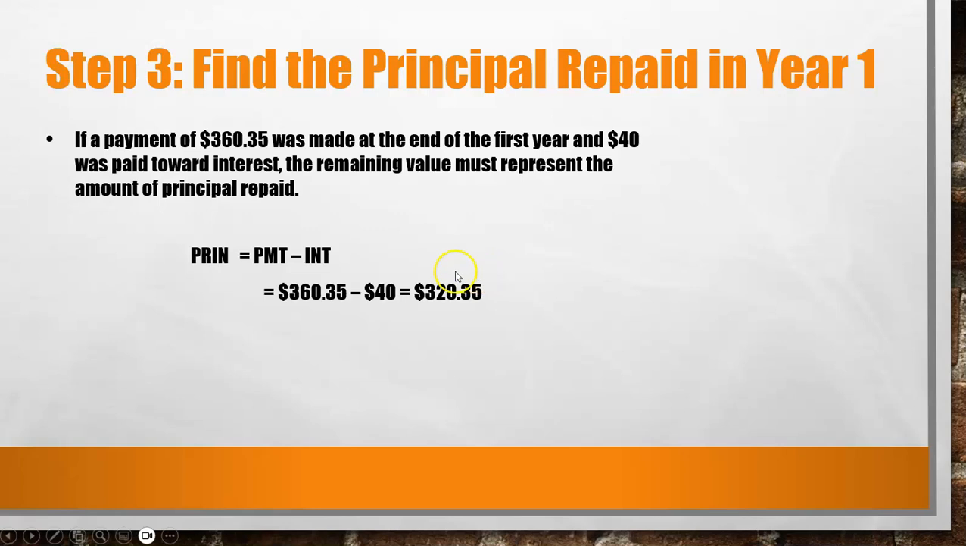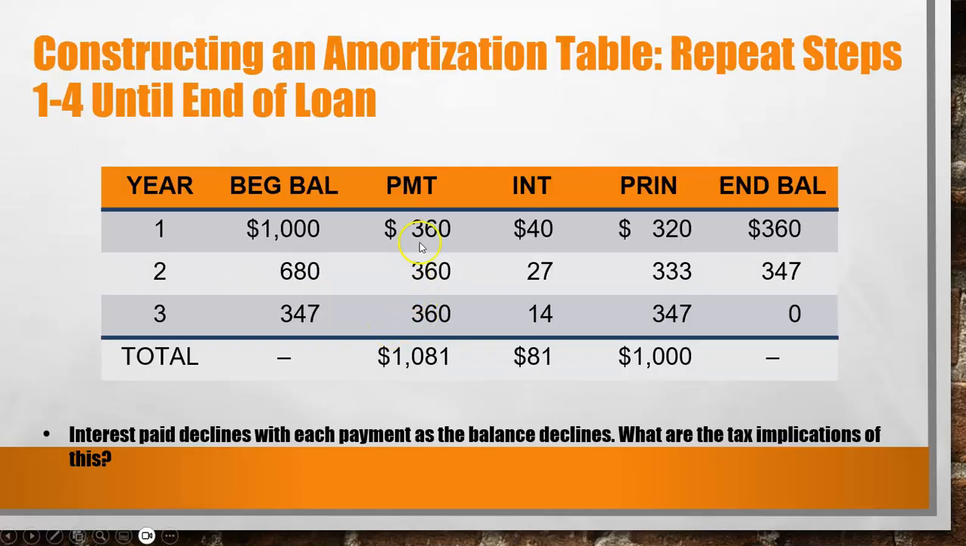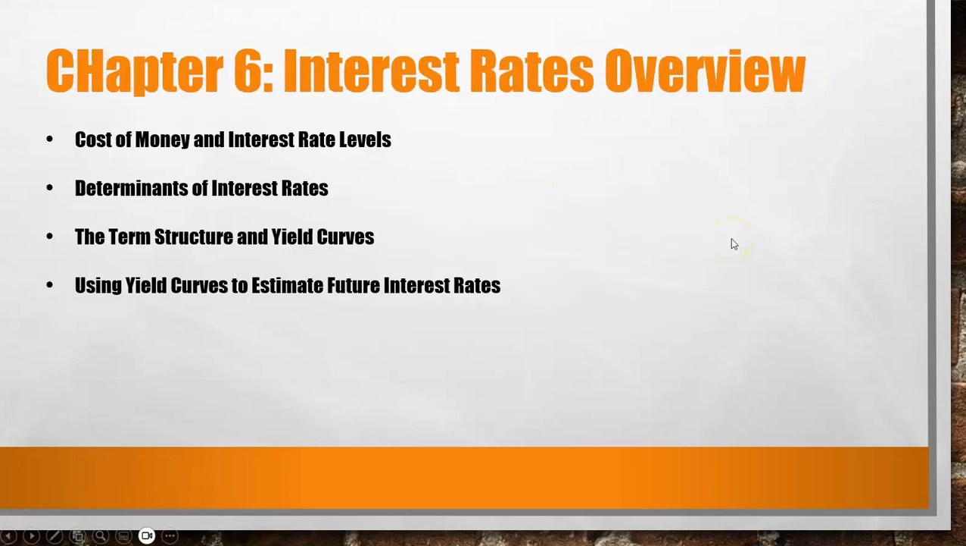Find the principal repaid. Well, it's simple. You just take that payment less the interest. That's how much principal you paid. The ending balance, you just take the $1,000 minus the $320.35 to come up with that. And then you just keep going year by year. So we owe $660, the payment's $360, and the interest you can see is going down and down every year, and the principal payments are going up and up. And if we want to look at it like a table, you can see interest is a big part of your payments at the beginning and less as you go along.